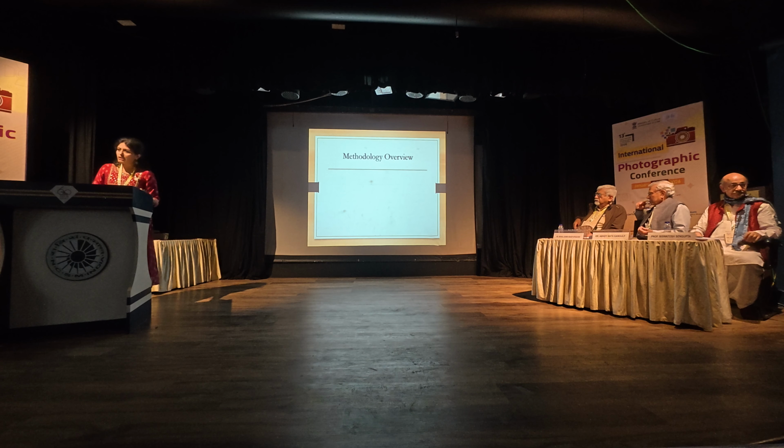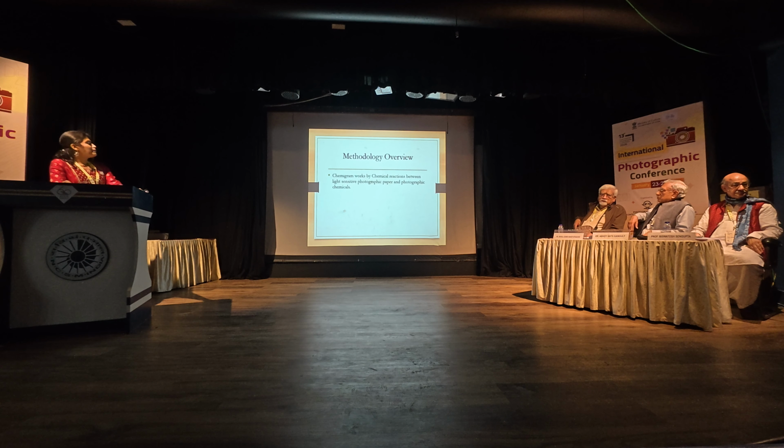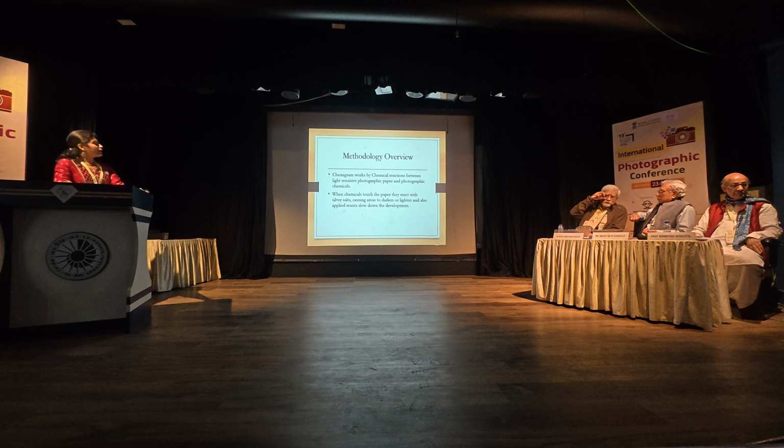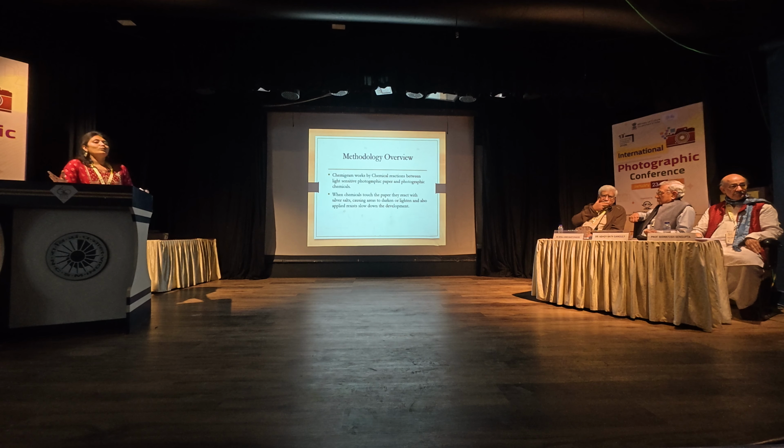Next, let's go deeper with the methodology overview. Chemigram works by chemical reaction between light-sensitive photographic paper and photographic chemicals. When chemicals touch the paper, they react with silver salt, causing areas to darken or lighten, and also the applied resist slows down the development. By controlling how chemicals react or resist, mix or are blocked, the artist creates pattern and texture without using a camera.